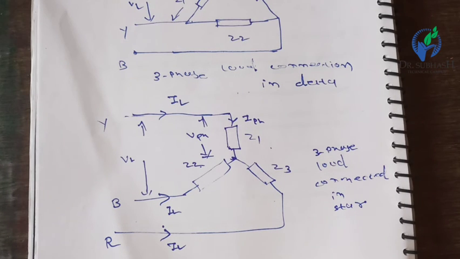So this is a three phase circuit analysis. There is a star connection and there is a delta connection, and the load may be star connected or delta connected.